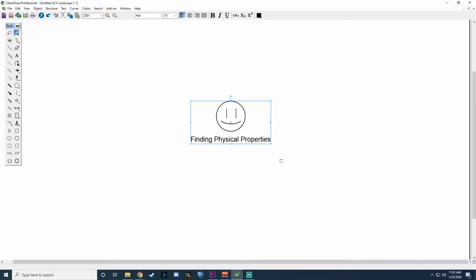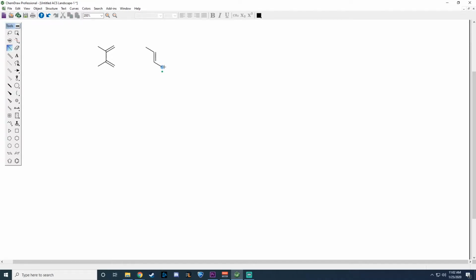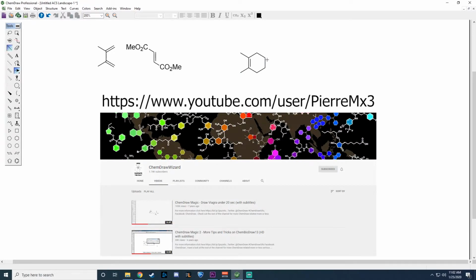So let's go ahead and start out by drawing the compounds that we're going to be using throughout the lab that we're looking up the compounds for. In this case, I'm going to model it after the Diels-Alder reaction that we did in the first day of lab. And if you're wondering how I'm doing this so fast, there's an absolute legend on YouTube named ChemDraw Wizard.